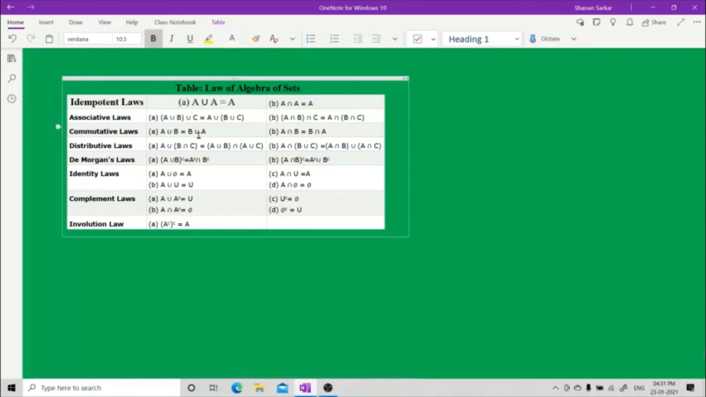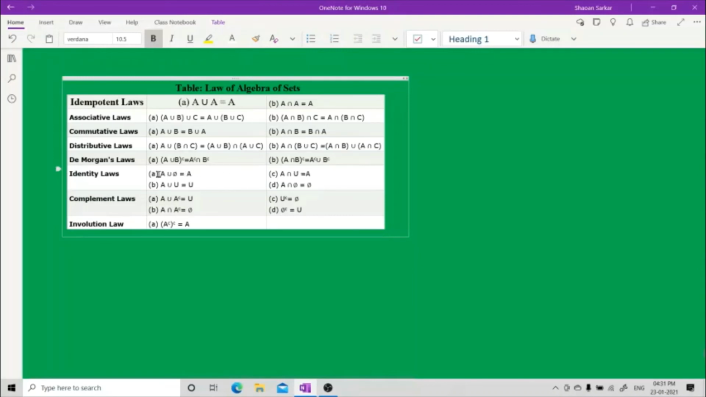Commutative law: A union B is B union A, that is A plus B is B plus A. A intersection B is B intersection A, that is A dot B is equal to B dot A. Now A plus B dot C is A plus B dot A plus C. And this is De Morgan's law, which is very, very important. A union B complement will become A complement intersection B complement. When this union is there, you will get intersection. And when there is an intersection, you will get a union.